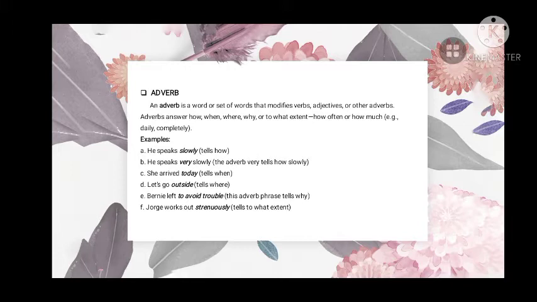She arrived today. Today tells when. Let's go outside. Outside tells where. Bernie left to avoid trouble. To avoid trouble is the verb phrase that tells why. George works out strenuously. It tells to what extent.